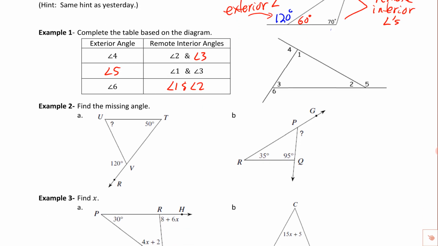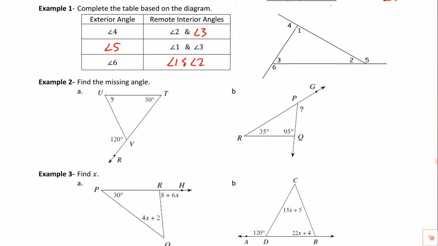Okay, let's take a look at example 2, and we actually have to find the missing angle here. We've got this angle out here that's 120 degrees, we've got this one that's 50 degrees, and we want to find that one over there. If you'll notice, this should look very similar. It's just tilted a little bit with a different type of diagram. So here's what I'm going to do. I'm going to take the two on the inside, add those together and set it equal to the one on the outside. So the two remote interior angles, we add them together and set it equal to that exterior angle.